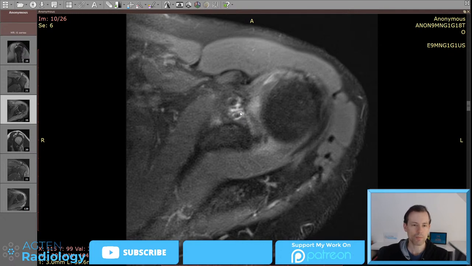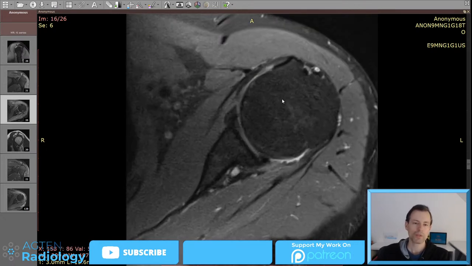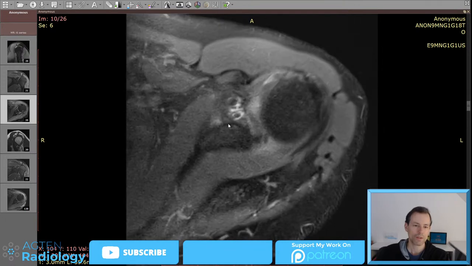So this is just a little bit of fluid in the joint that's collecting up here, and we've got two or three loose bodies here in the joint, collecting up here, which is one of the more frequent sites. So this is not air. Also, there was no arthrogram, so it shouldn't be air anyways.